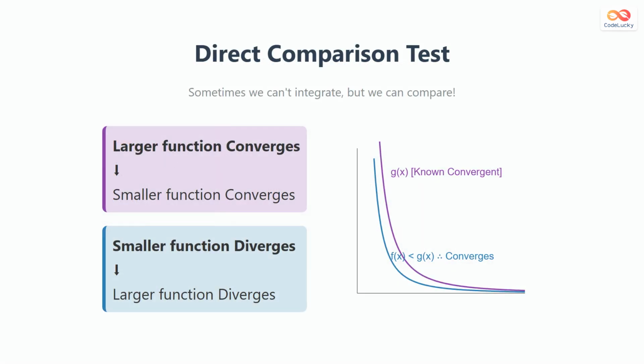Sometimes integration is too difficult. In these cases, we use the direct comparison test. If a function is smaller than a known convergent function, it must also converge. Conversely, if a function is larger than a known divergent function, it must also diverge. This logic allows us to determine behavior without doing the full calculus.